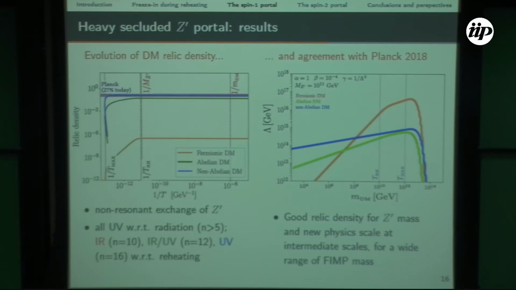But of course, we want to have the good relic density. These are the contours in our parameter space in agreement with the relic density constraints from Planck. This is the dark matter mass and the new physics scale. We see that we can have a good relic density for Z prime mass and new physics scale at intermediate scales, so we don't need to have super heavy dark matter. Dark matter can be very light, especially for the vector case. And we have order 1 couplings. For the billion case, it is small because it's given in terms of the charges and gauge couplings of the fermions. So we see that it's quite a natural realization, and we can explain the good relic density.